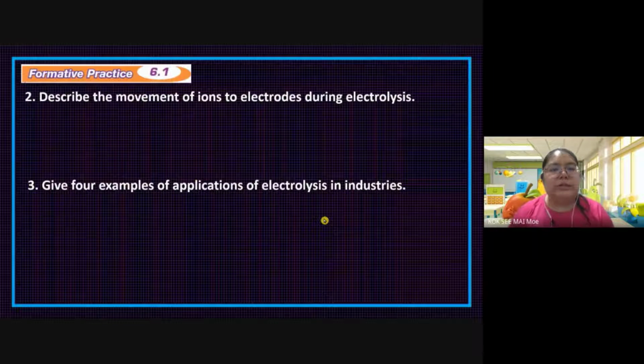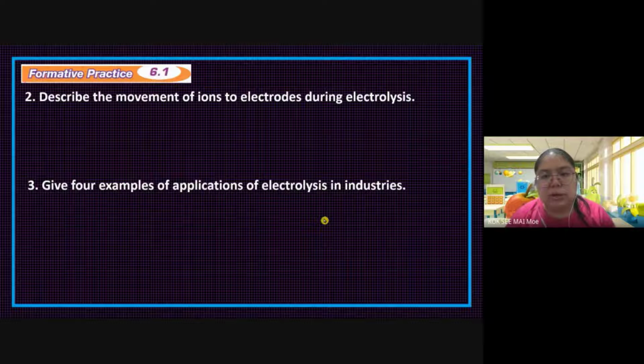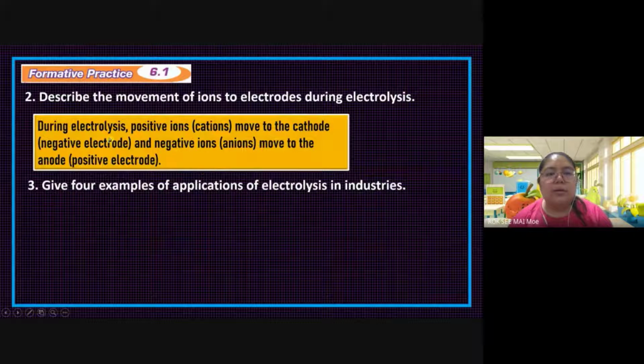Question number 2, you need to describe the movement of the ions to the electrodes during the electrolysis. So the positive ion must go to the cathode. Negative ion must go to the anode. Okay, so we go to describe. During the electrolysis, positive ions, meaning cations, they will move to the cathode, the negative electrode. The negative ions, these are the anions, they will move to the anode.